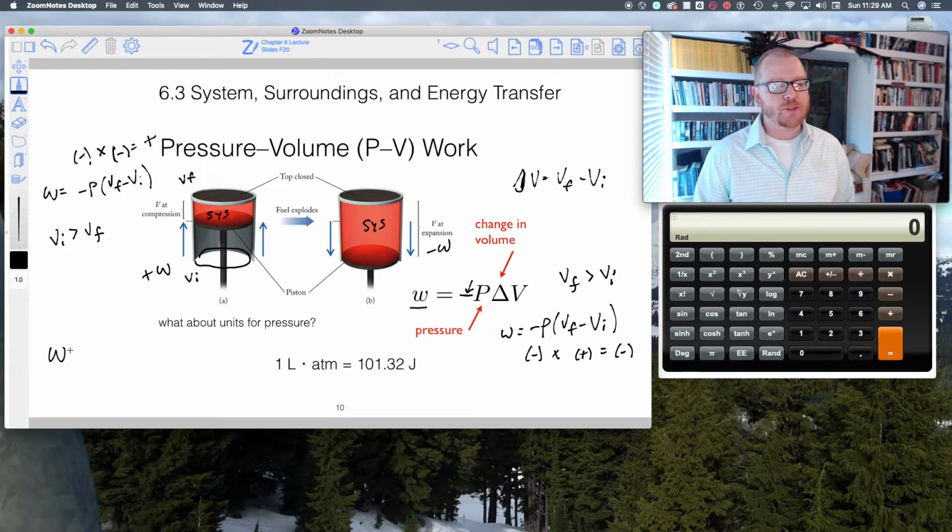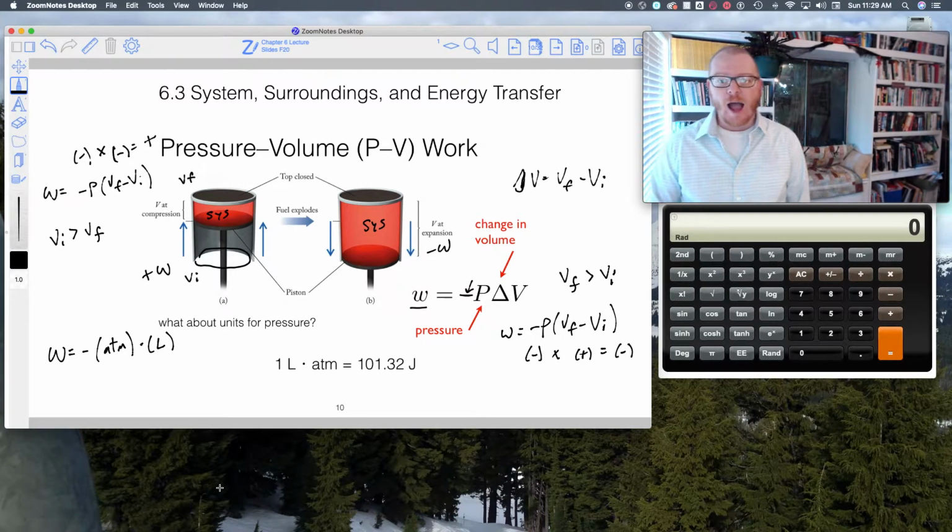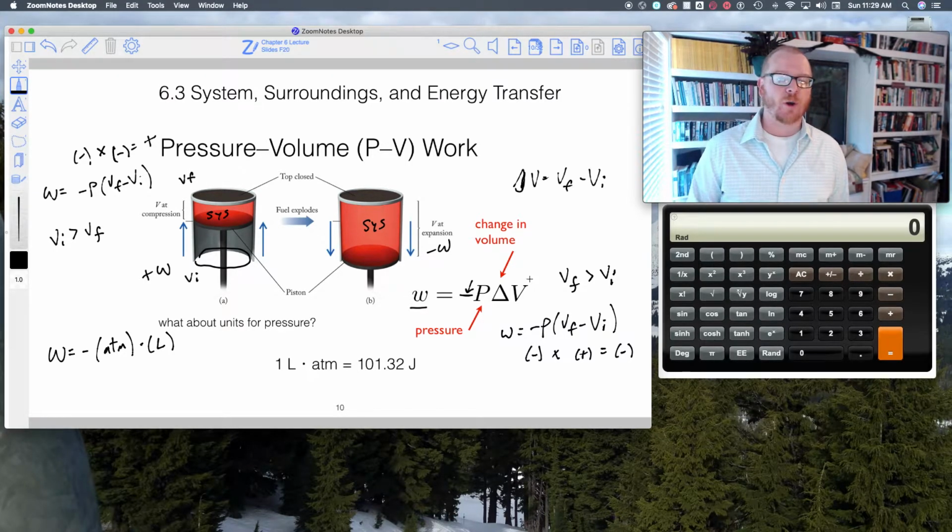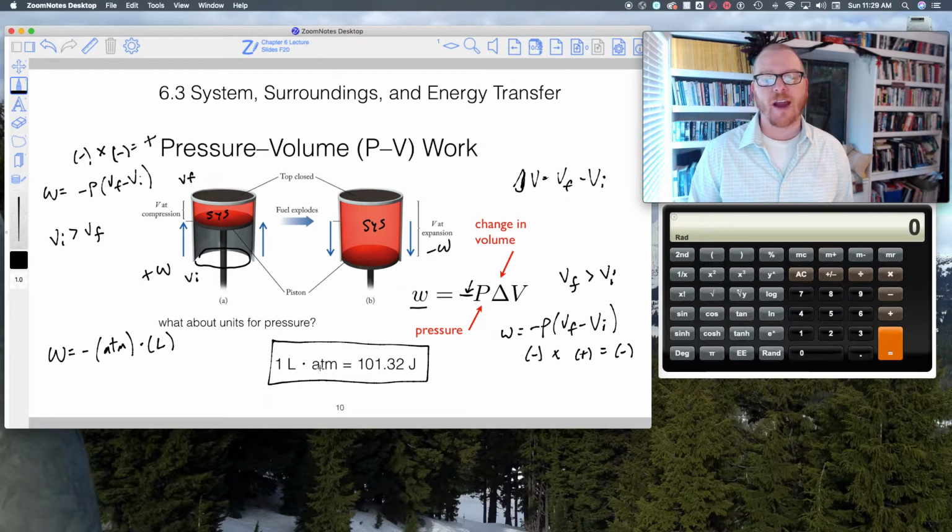So if I use this formula here, with the negative sign, and let's suppose I use atm for my pressure and liters for my volume, which is convenient, then I'll have a liter-atmosphere as my unit. And that doesn't make a whole lot of sense, right? But I have this conversion that says 1 liter atm is 101.32 joules.